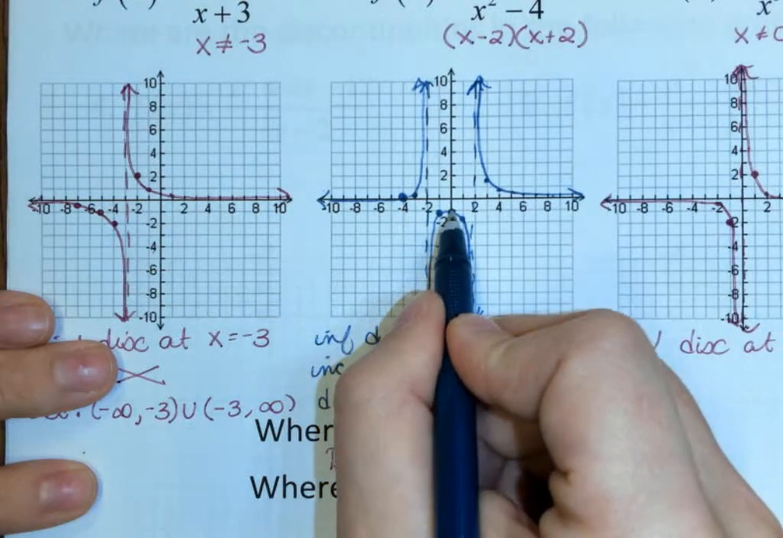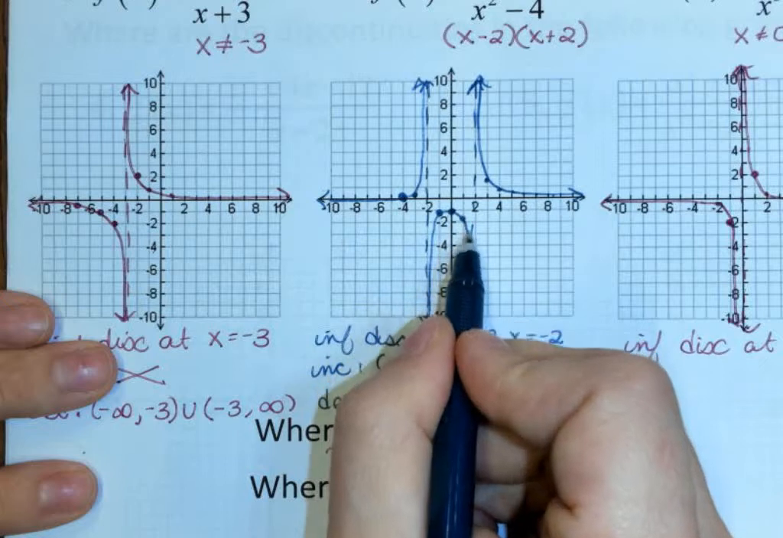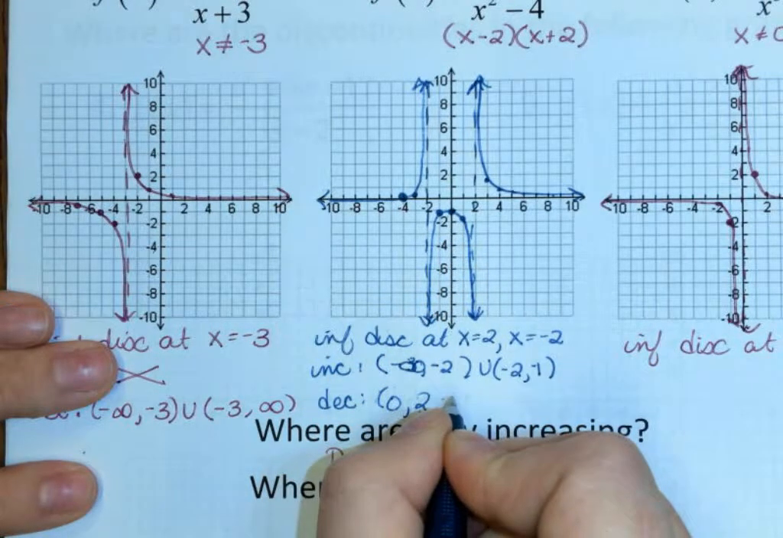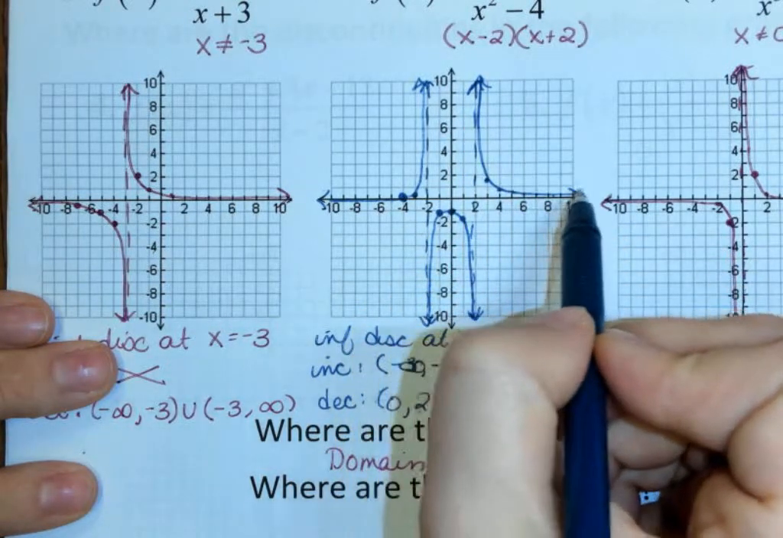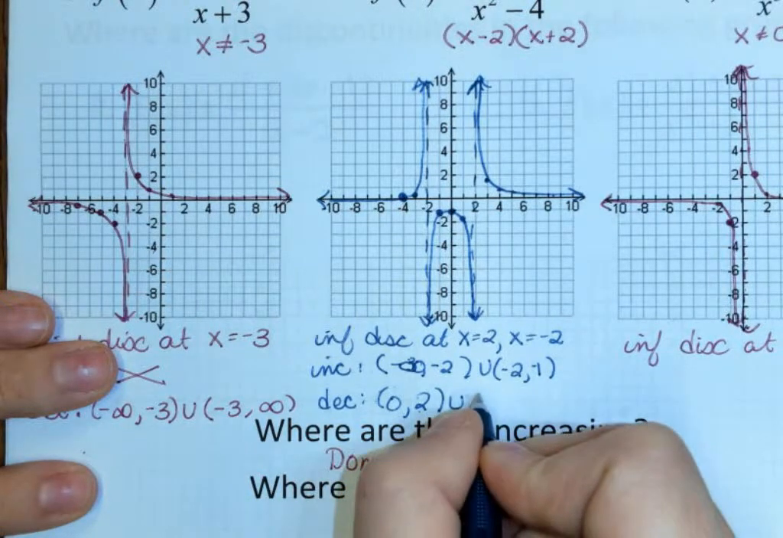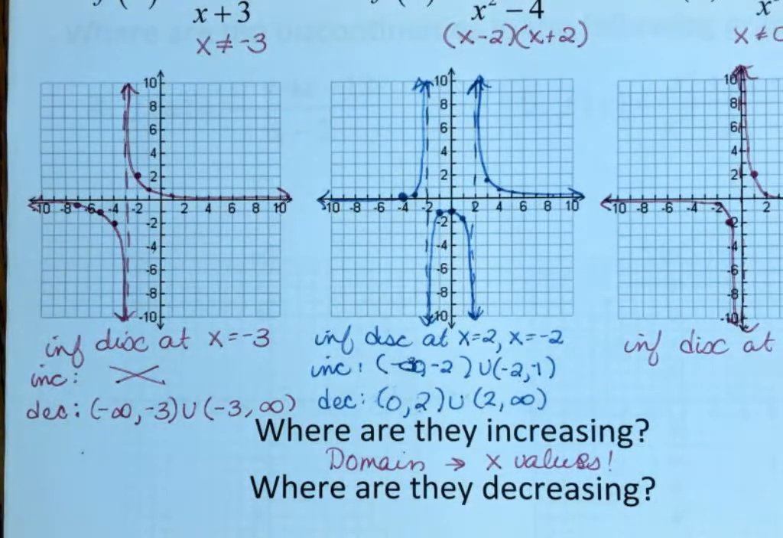And so we're going to start at 0. We're going to turn around and decrease until we hit what? 2. Do I include 2? Nope. What about over here? What am I doing? Decreasing. So I'm unioning that with what? 2 to infinity.